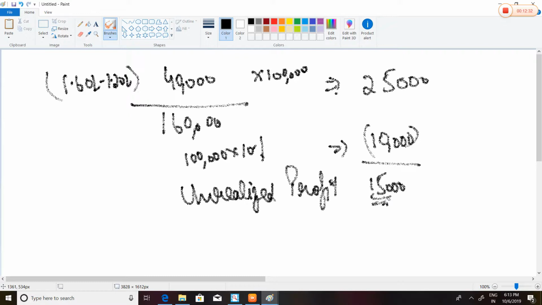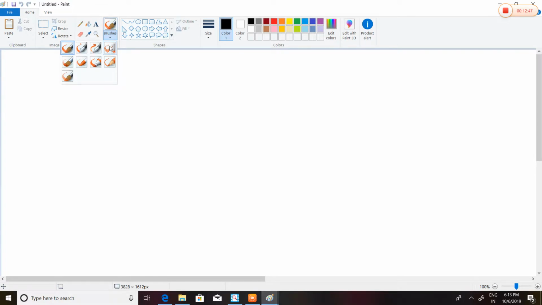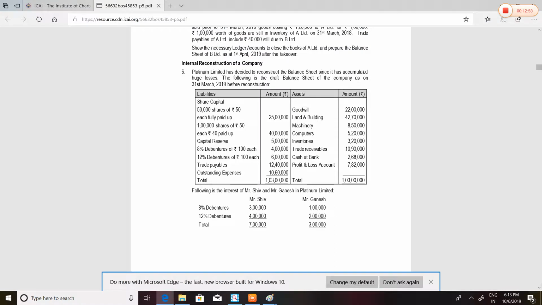Now, next question. Let's start with the internal reconstruction question. Question number 6. Platinum Limited has decided to reconstruct the balance sheet since it has accumulated huge losses. The following is a draft balance sheet of the company as on 31st March 2019 before reconstruction. Okay, this is the balance sheet.